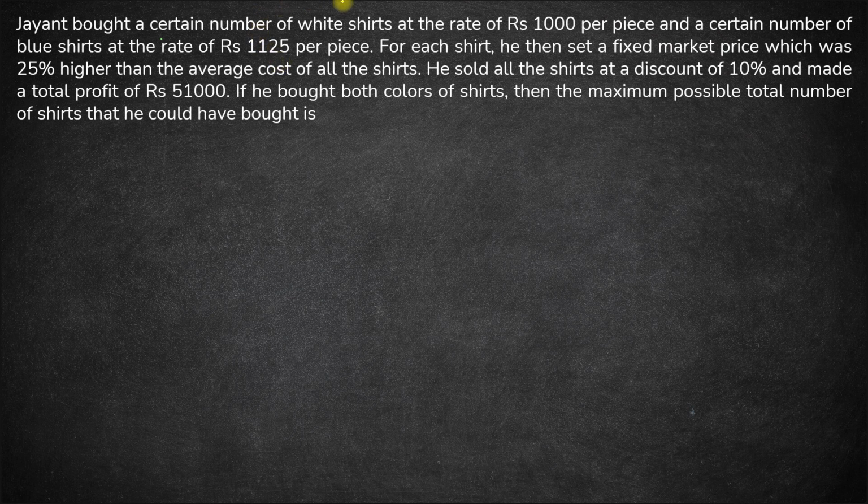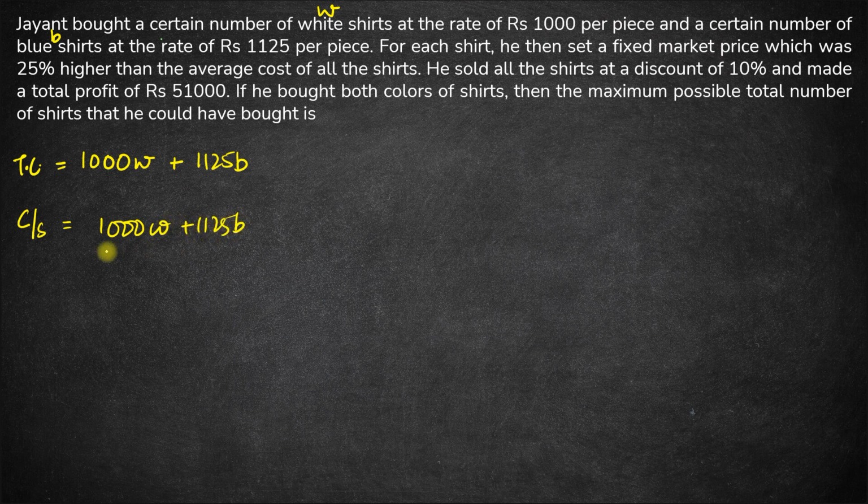If he bought both colors of shirts, then the maximum possible total number of shirts that he would have bought is what? So let's say he bought W number of white shirts and B number of blue shirts. So W shirts at a cost price of 1000 each. So the total cost price of white shirts is 1000 W, and the total cost price of blue shirts will be 1125 into B. So this is the total cost for Jayant. So cost per shirt would be the total cost divided by the total number of shirts bought, which is W plus B. So this is the cost per shirt.